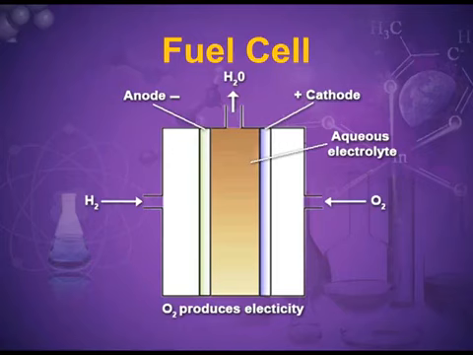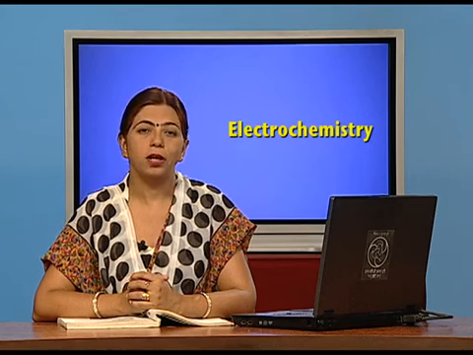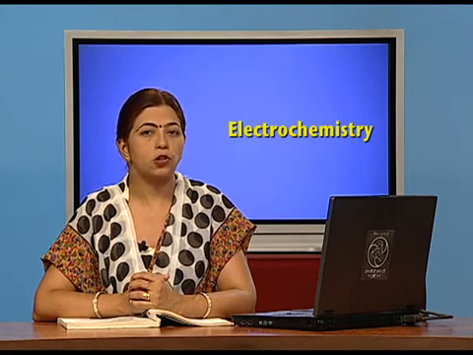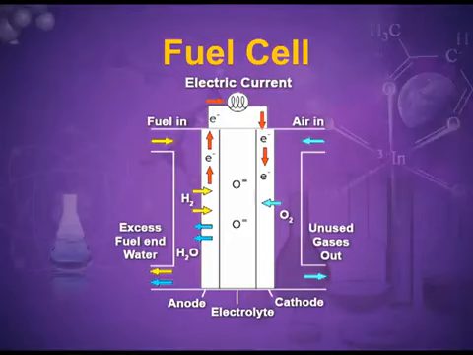From the diagram, you can see that from one side, the hydrogen is bubbled constantly and from the other side, the oxygen gas is bubbled. The electrodes are made up of porous carbon and the electrolyte is sodium hydroxide. The construction you can see. This is another diagram of the fuel cell which is showing the working and the combination of the hydrogen and oxygen. The byproduct is water.